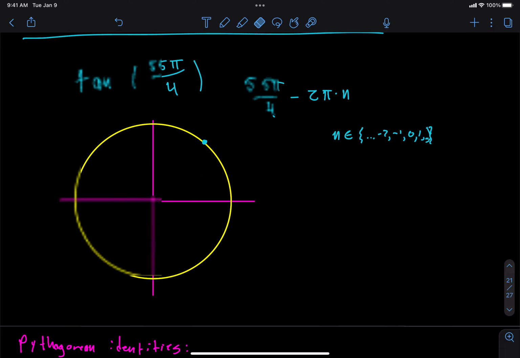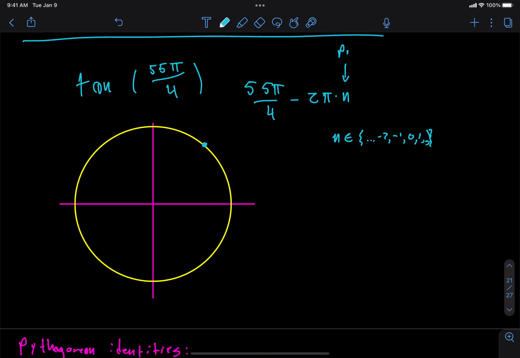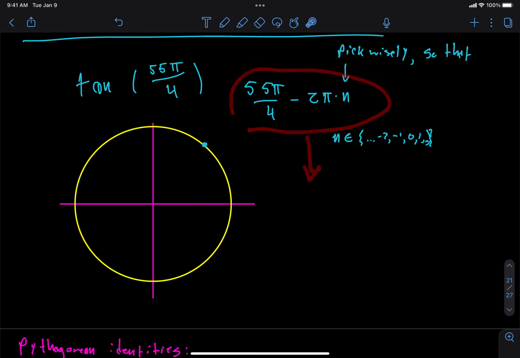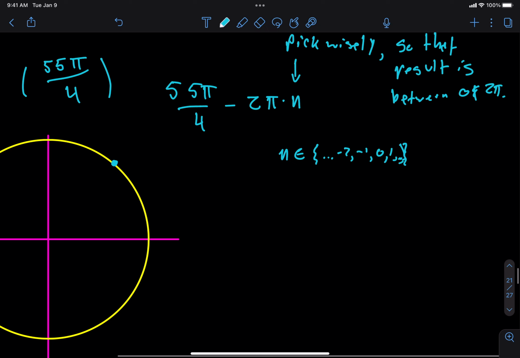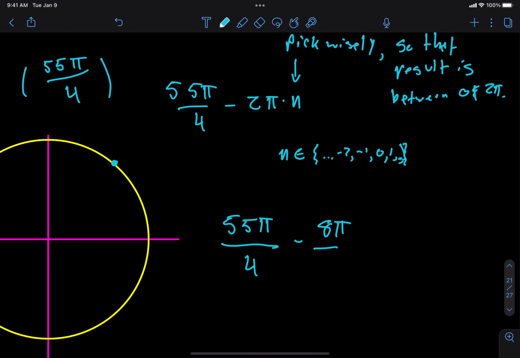Okay, so this is basically what we're going to do here. What I want is to pick the right number n. I want to pick wisely so that the result of this subtraction is between 0 and 2 pi. That's what I want in the end. So I take 55 pi over 4, and I'm going to subtract a multiple of 8 pi over 4, such that the result of this subtraction gives me something which is less than 8 pi over 4. Okay? So let's think about it.